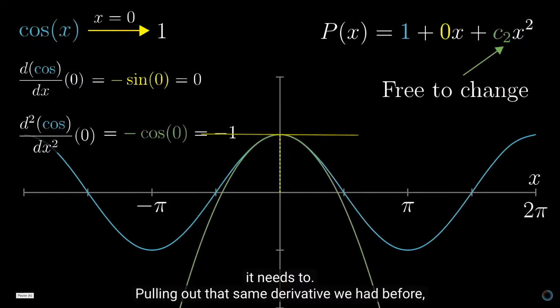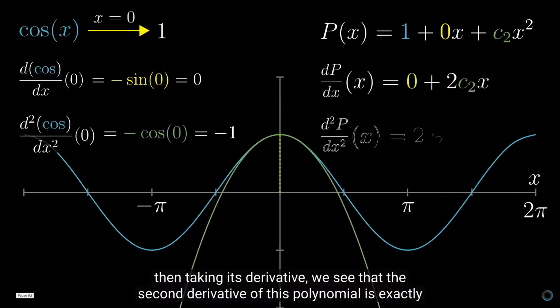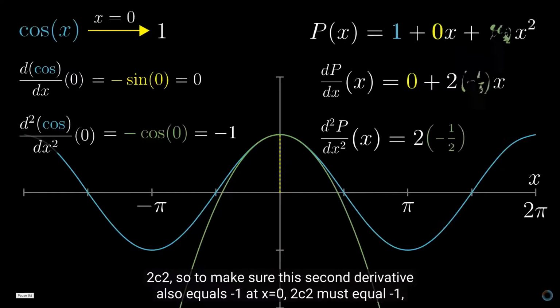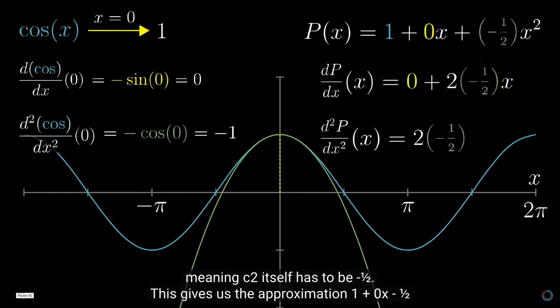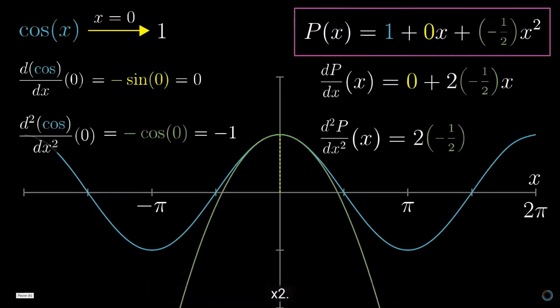Pulling up the same derivative we had before, and then taking its derivative, we see that the second derivative of this polynomial is exactly 2 times c2. So to make sure that this second derivative also equals negative 1 at x equals 0, 2 times c2 has to be negative 1, meaning c2 itself should be negative 1/2. And this gives us the approximation 1 plus 0x minus 1/2 x squared.